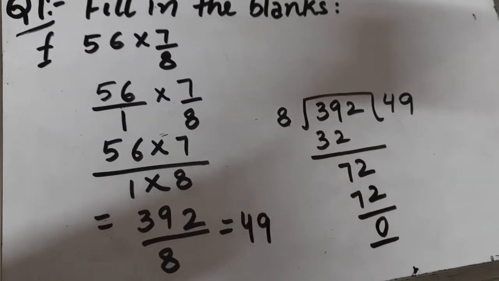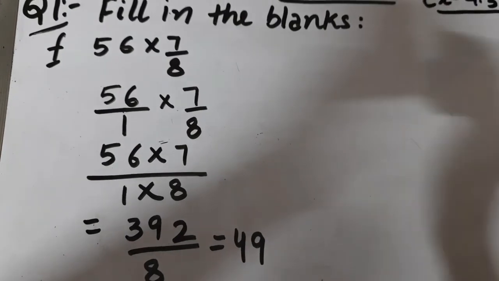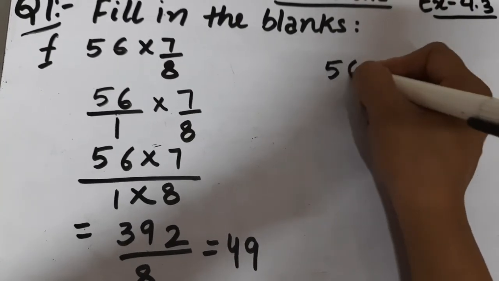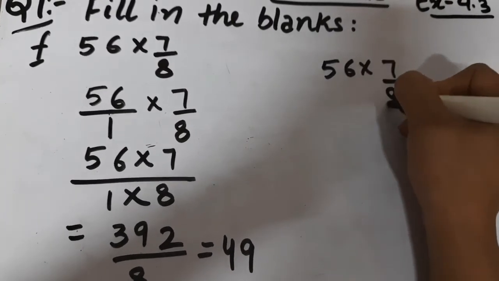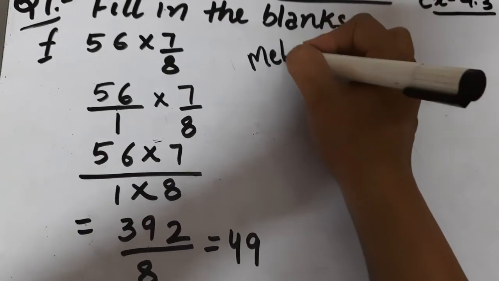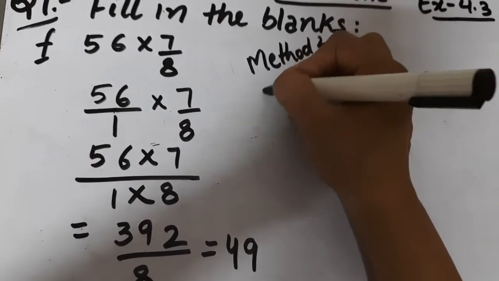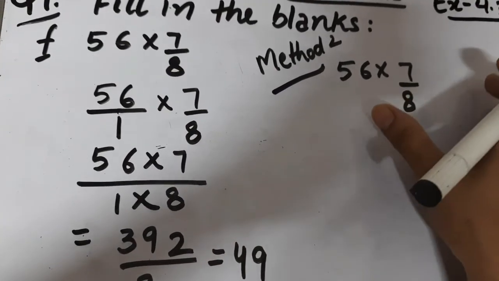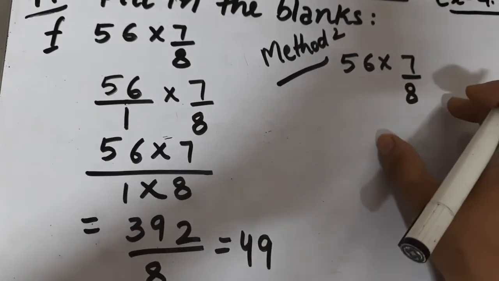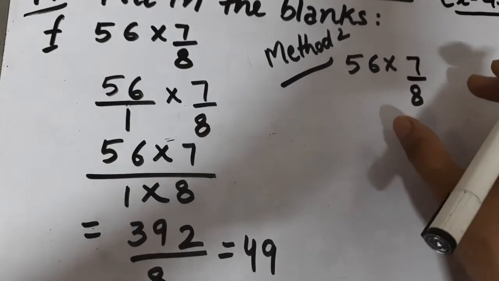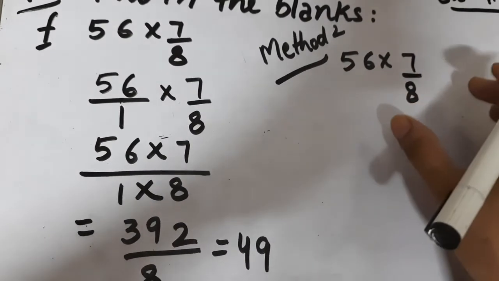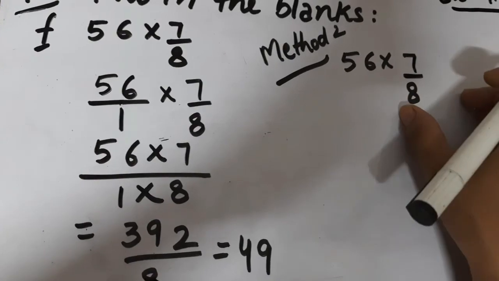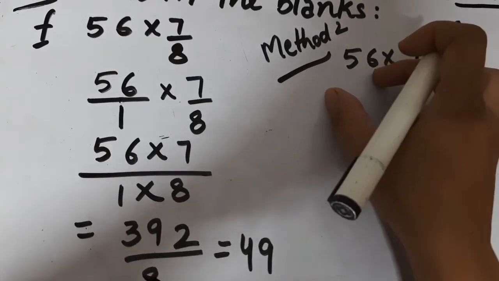There is one more method also. See what to do. Question is 56 multiplied by 7 upon 8. This is the second method. Okay. Question is 56 multiplied by 7 upon 8. So simplify a numerator with a denominator. Okay, we simplify the numerator with the denominator. The denominator 8 can divide the numerator 56.